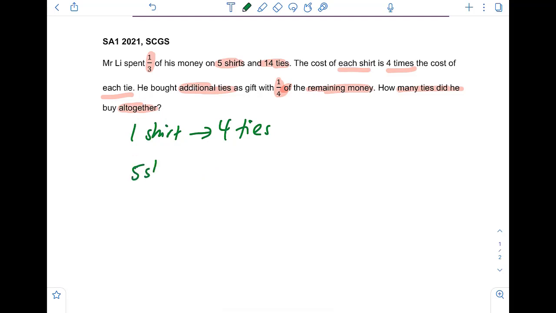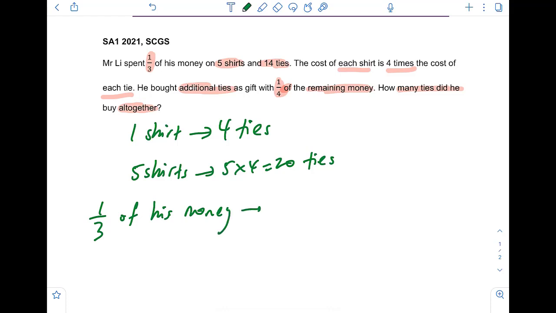So if you want to substitute or replace 5 shirts, that will be 5 times 4. That will be 20 ties. So with 1/3 of his money, he can buy 5 shirts, or as we have done, we've replaced it with 20 ties plus another 14 more ties. So total 20 plus 14, total is 34 ties. This is just with 1/3 of his money.